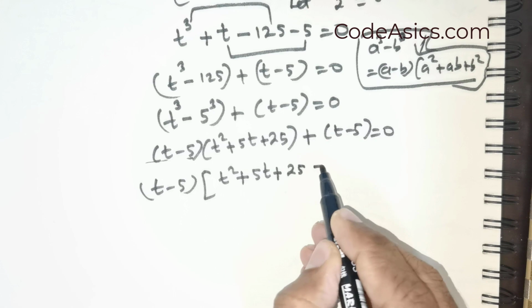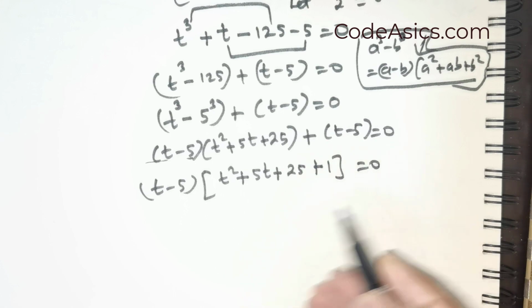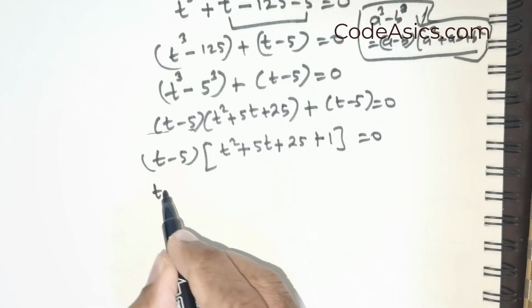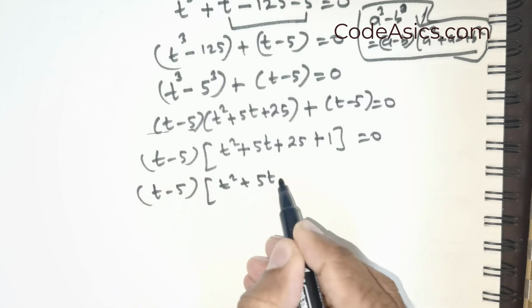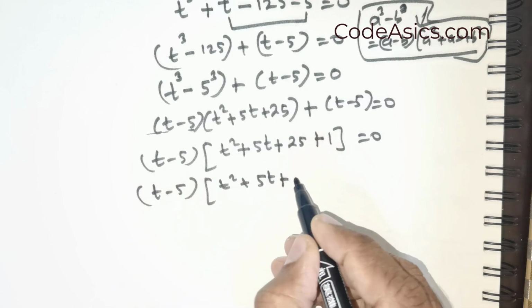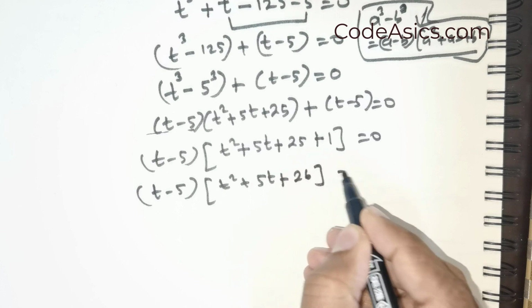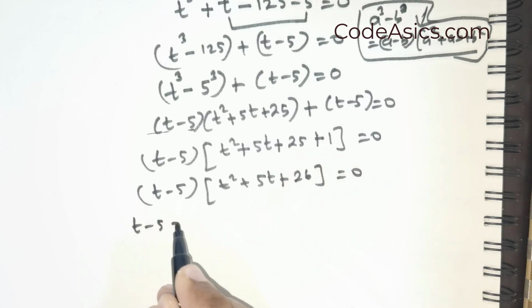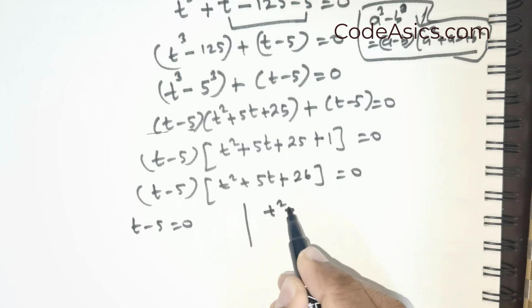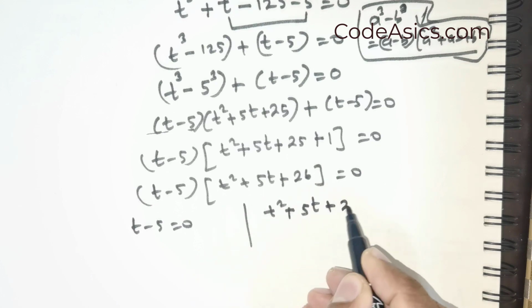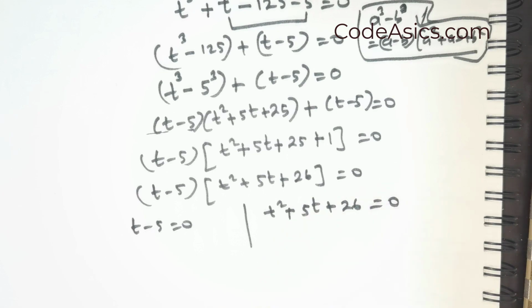Over here, it's going to be positive 1 is equal to 0, right? So this is going to be t negative 5 times t squared positive 5 times t positive 25 added with 1 would give me 26 is equal to 0. So from here, t negative 5 is equal to 0, and or I should say t squared positive 5 times t positive 26 is equal to 0.